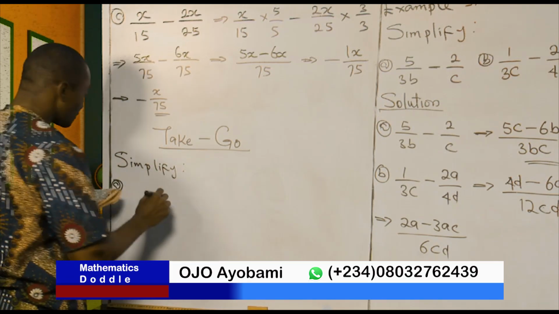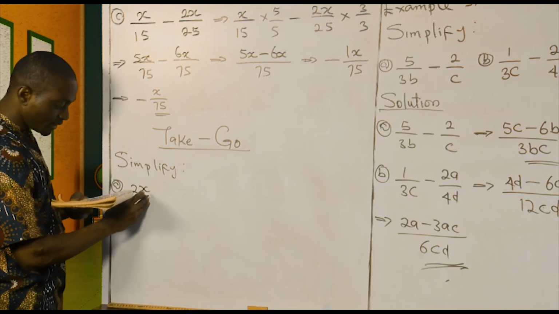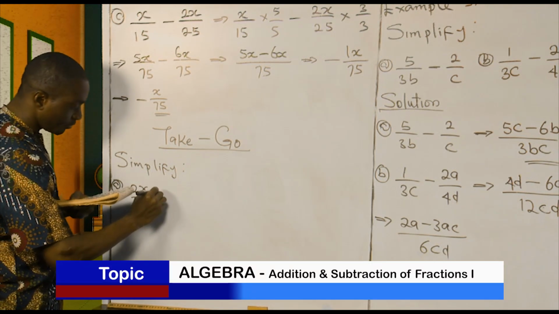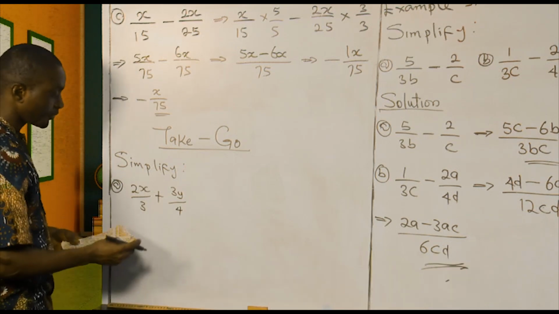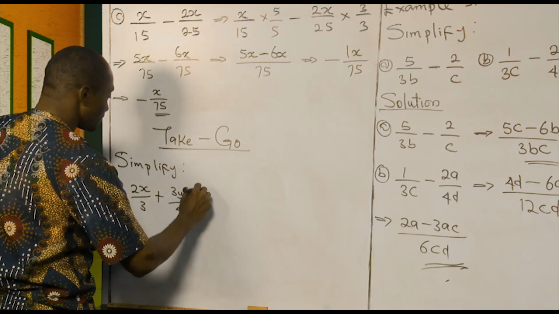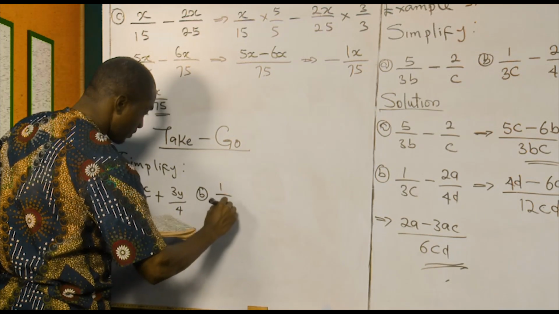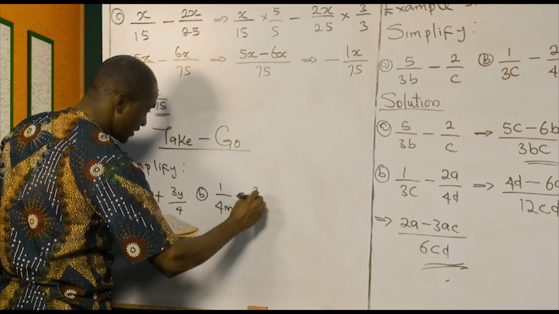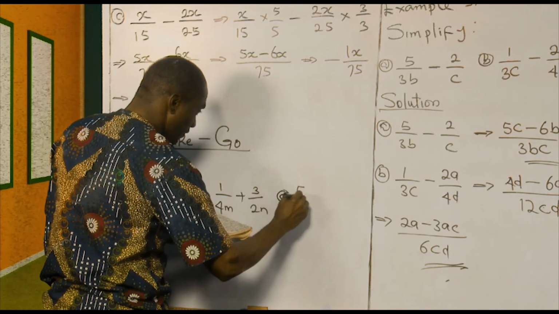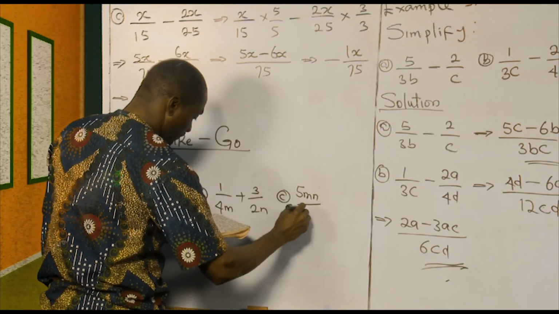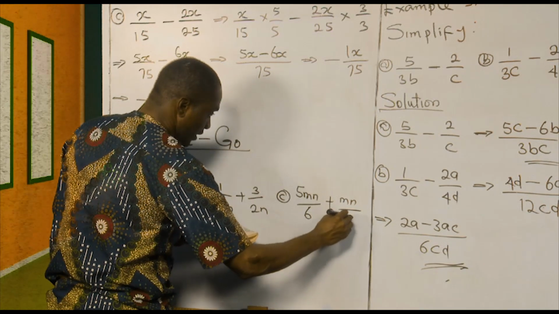A, we have 2x over 3 plus 3y over 4. B, 1 over 4m plus 3 over 2n. C, we have 5mn over 6 plus mn over 9.